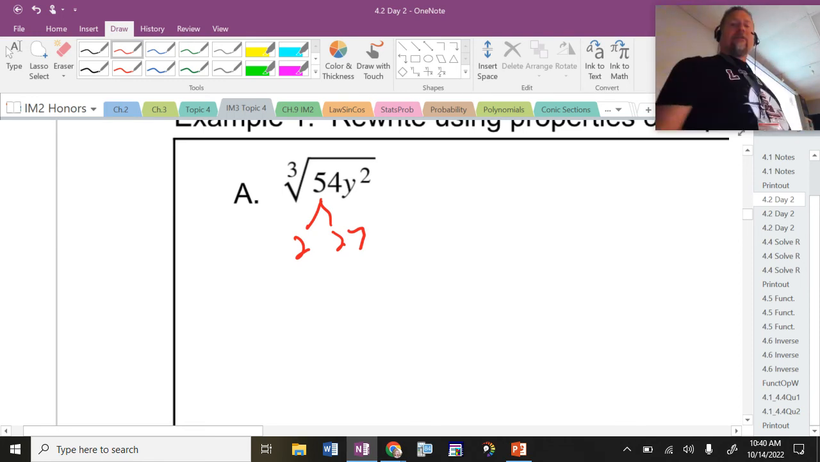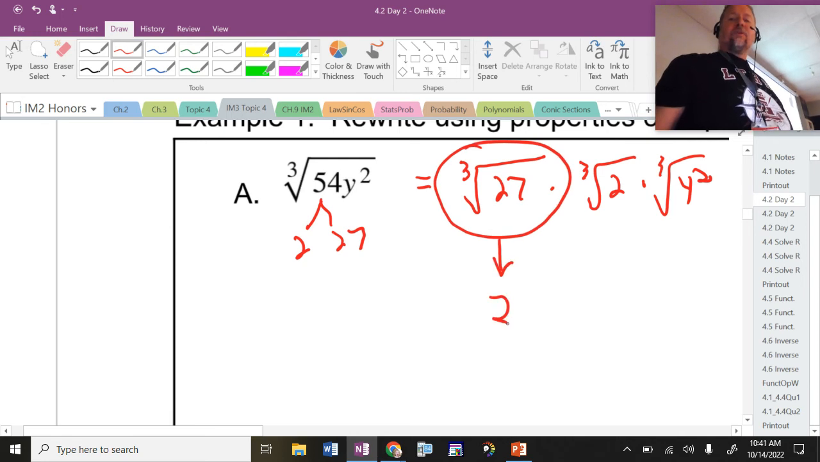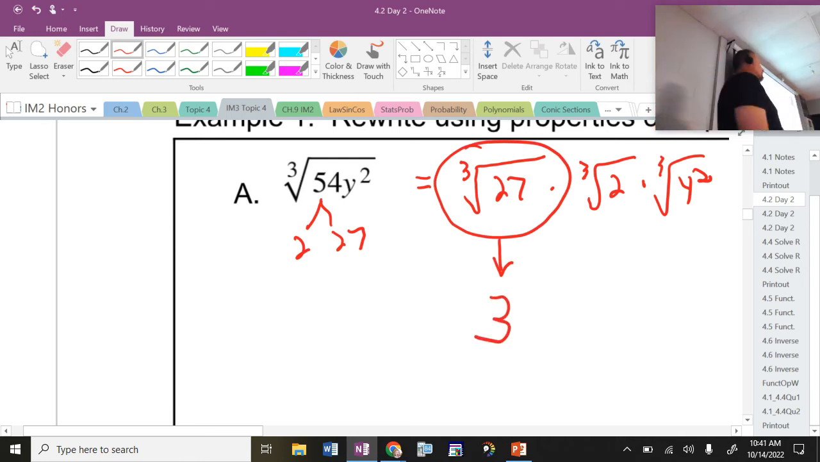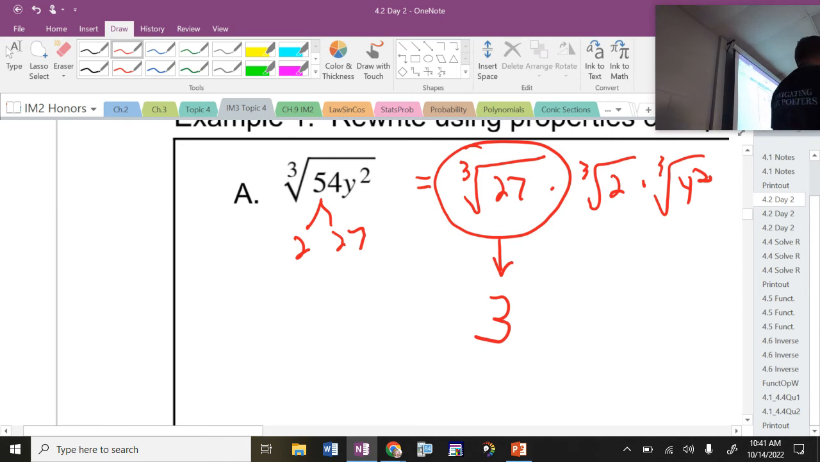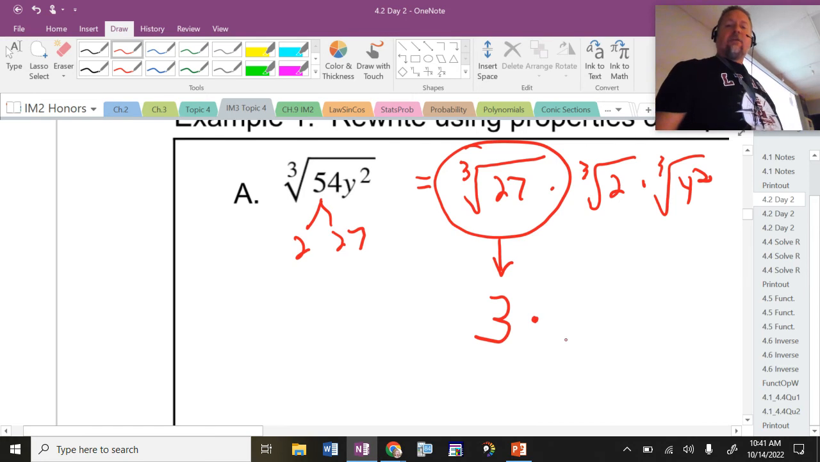So that's what I said about liberally. This is what I'm going to do, but I'm never going to write this like this again. Cube root of 27 times the cube root of 2 times the cube root of y squared. What's the cube root of 27, everybody? 3, 2, 1, go. 3 is out. 3 is free. The evaluation of cube root of 27 is handled. Everything else is stuck in jail.